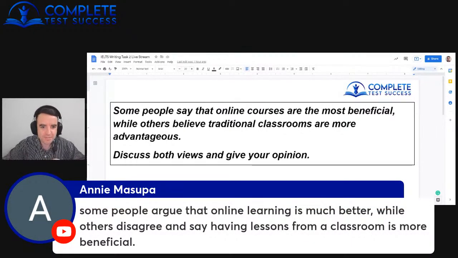Annie: "Some argue that online learning is much better, while others disagree and say having lessons in a classroom is more beneficial." Okay, this is really good. You need a capital S for "some" at the very start, and you've done a really good job outside of that.